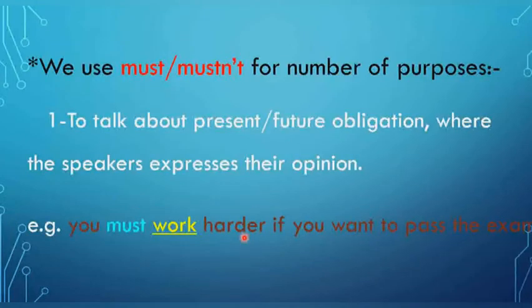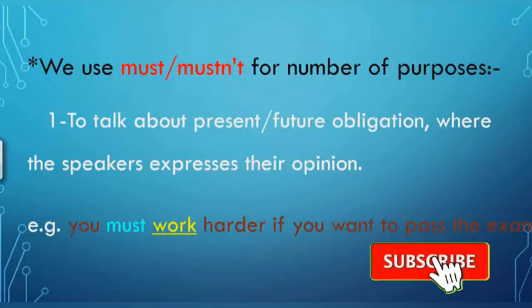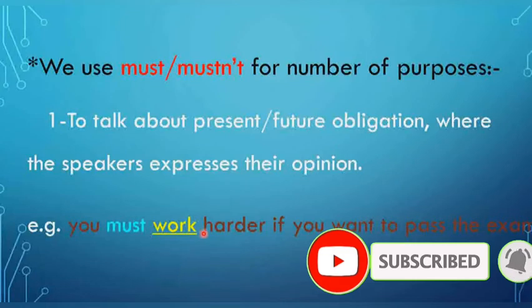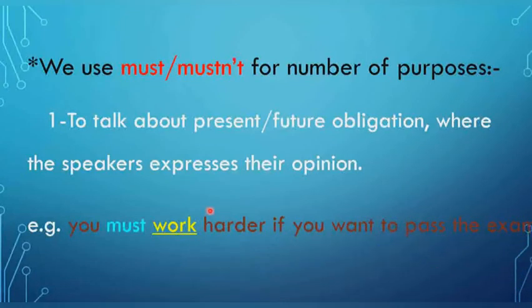Now, let's see that we use must and mustn't for a number of purposes. The first is to talk about present or future obligation, where the speaker expresses their opinion. You must work harder if you want to pass the exam. So in this sentence, I mean if you want to pass the exam, you must work harder. So it's an obligation.